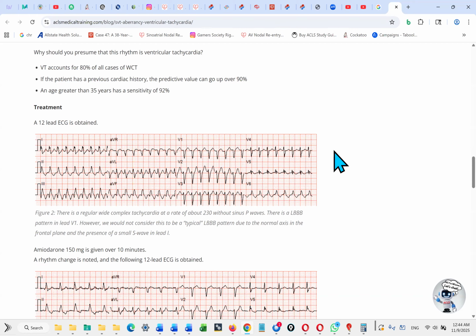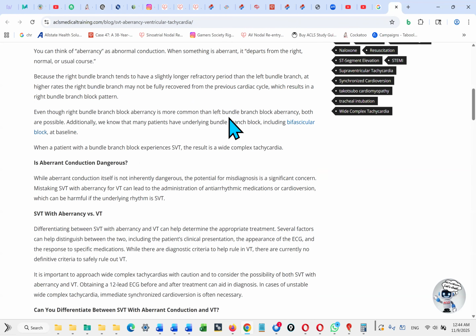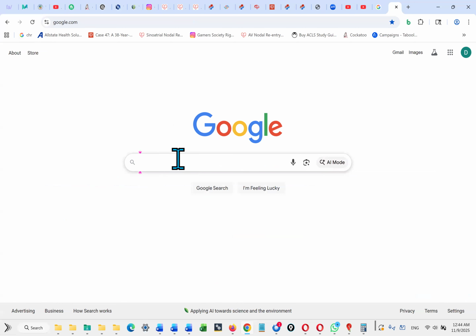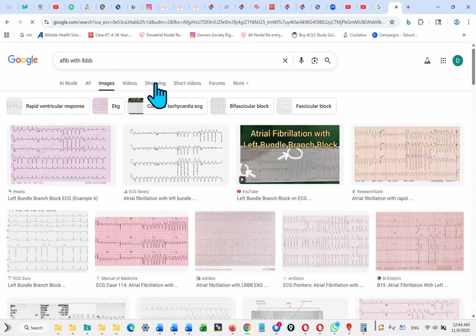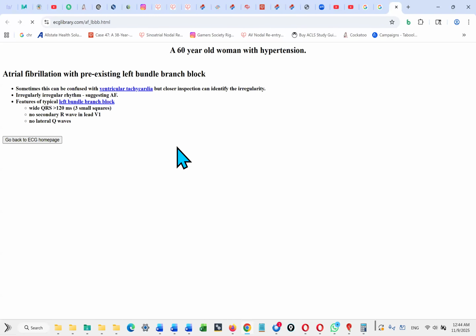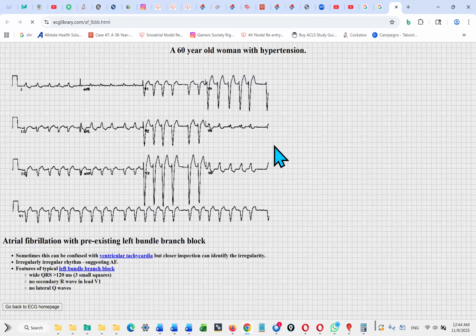Also we got a question about can you explain atrial fibrillation with LBBB, that it looks like ventricular tachycardia sometimes. So basically AFib with LBBB. You can see first of all the RR interval keeps on changing, and there are no P waves at all. So that tells you it's atrial fibrillation.